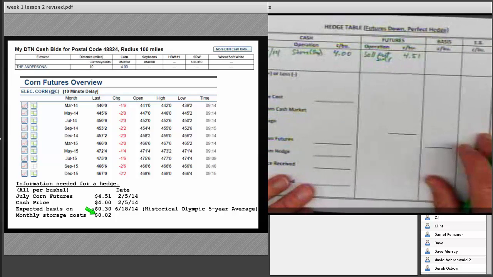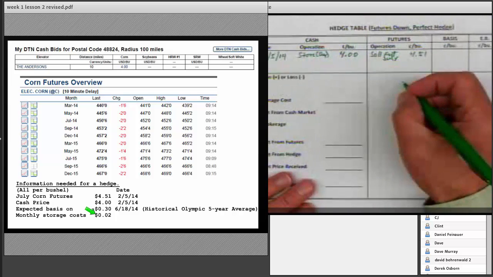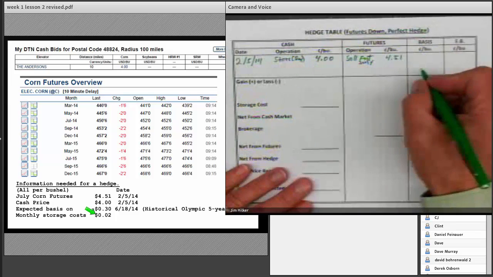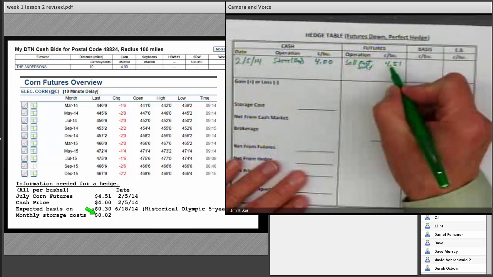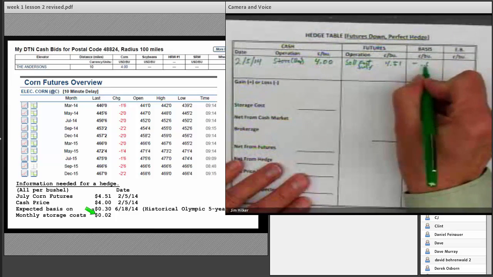Now what we do here, and this math looks a little funny, so let me do it on a number line. What's the basis? If we go from minus $51, say minus 51, the line's minus 51 cents.